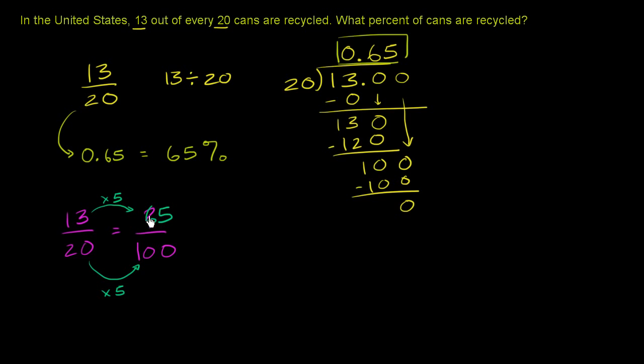So this would have been a little bit of a faster way to do it, especially if you recognize it's pretty easy to go from 20 to 100. You multiply by 5. So we would do the same thing with the 13. And so you'd get 65 over 100, which is the same thing as 65 per, let me write this percent symbol, 65%. And just a reminder, percent literally means per 100. 65 per 100, 65%.